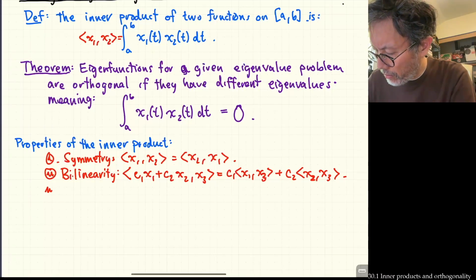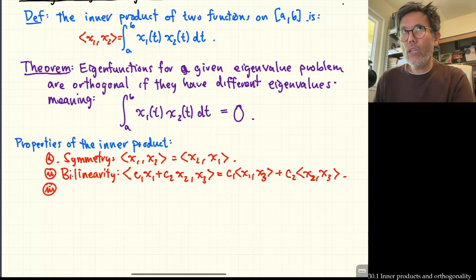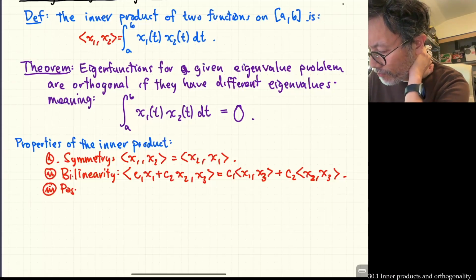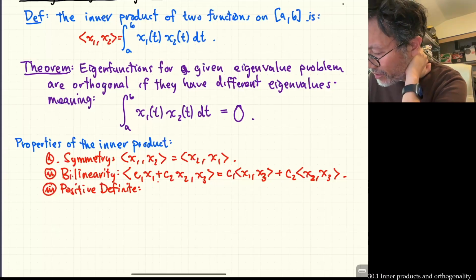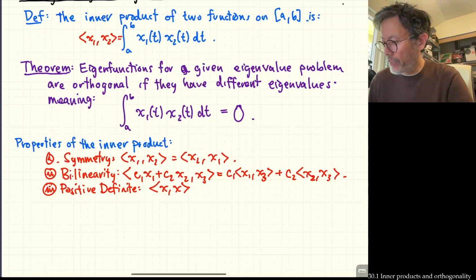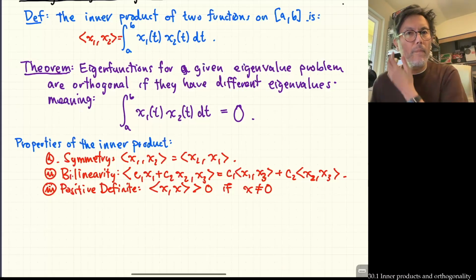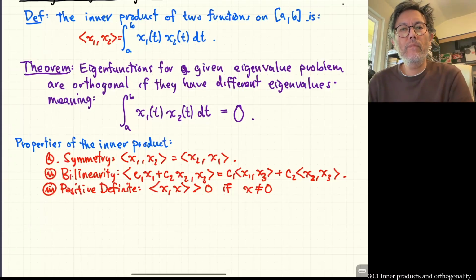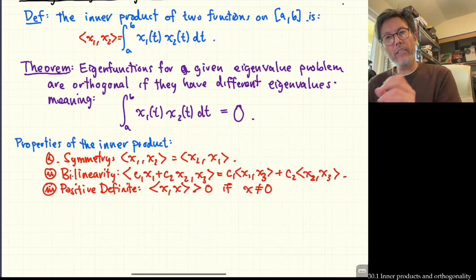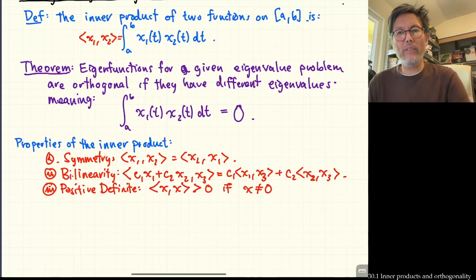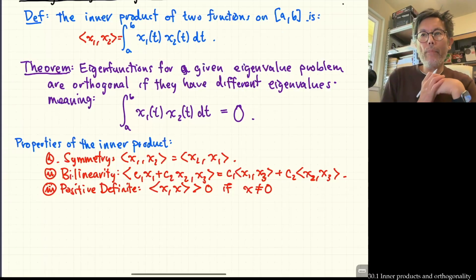Third, positive definiteness. This is the statement that if you take the inner product of x with itself for any function x, this is always going to be greater than 0 if, and only if, well, I guess it's just if x is not 0. Okay? So the inner product of a function with itself is always a positive real number. All right, those are the three properties of an inner product.